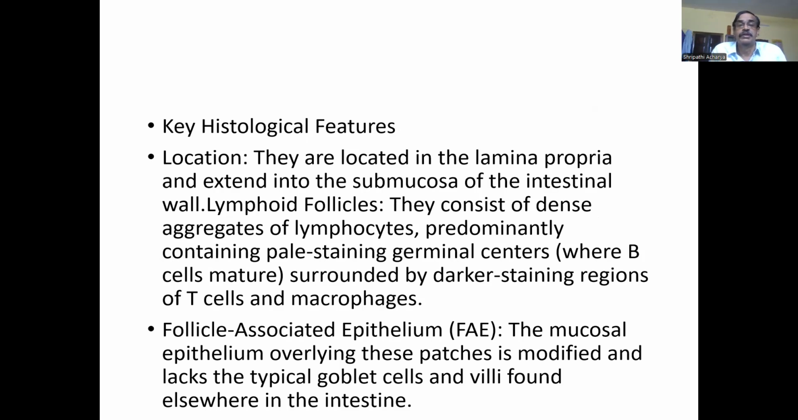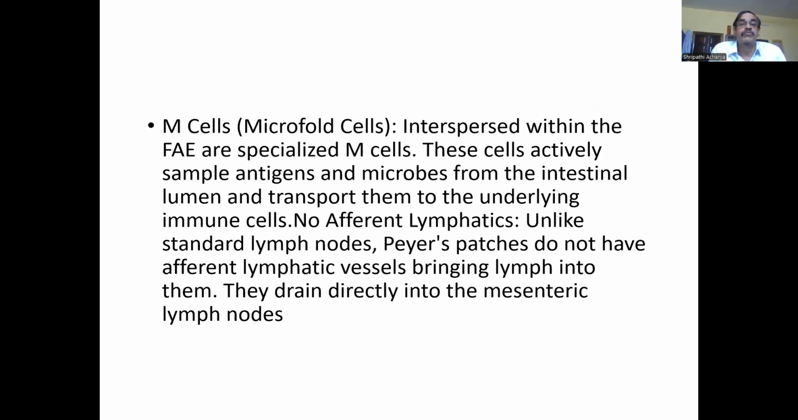Lymphoid follicles. They consist of dense aggregates of lymphocytes, predominantly containing pale staining germinal centers where B cells mature, surrounded by darker staining regions of T cells and macrophages. Follicle-associated epithelium. The mucosal epithelium overlying these patches is modified and lacks the typical goblet cells and villi found elsewhere in the intestine. M cells, microfold cells, interspersed within the FAE are specialized M cells.